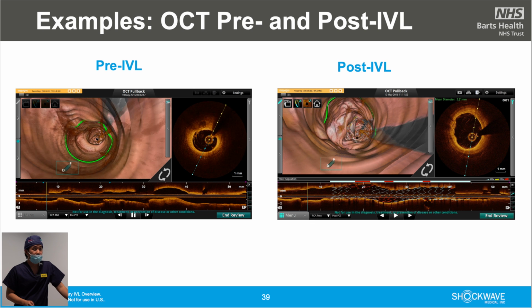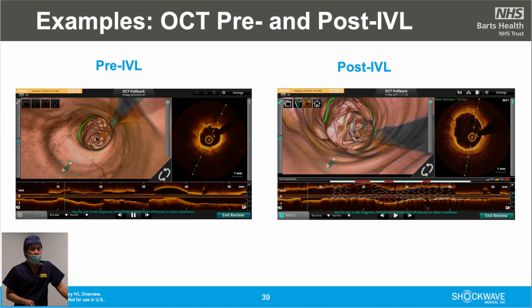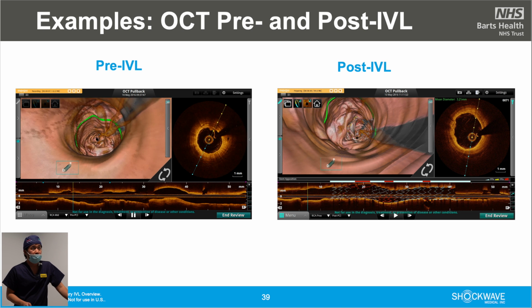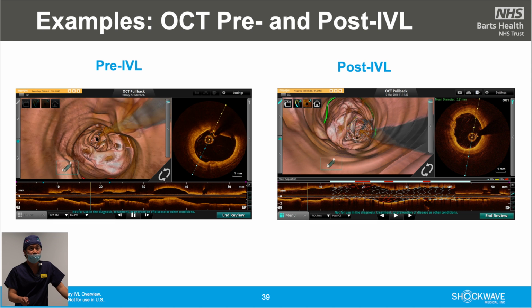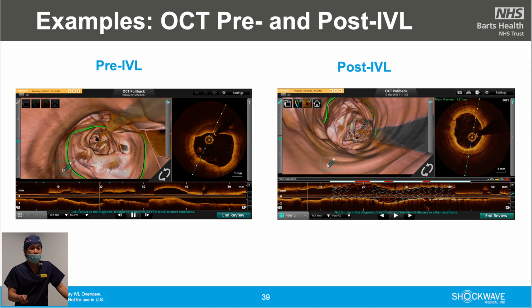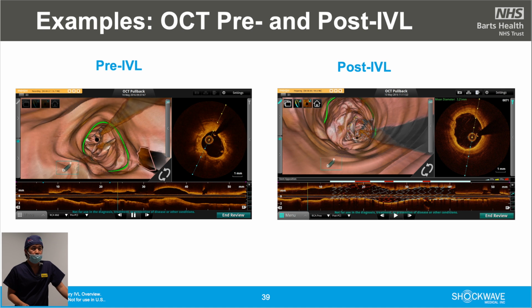And this is one example of the OCT. So this is a long axis view. This is pre-IVL, and you can see it's really calcified there. It's really bright, and it's circumferential as well.